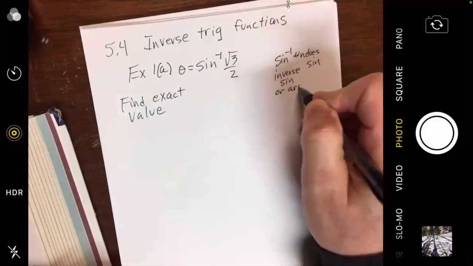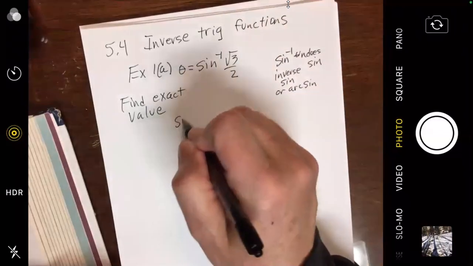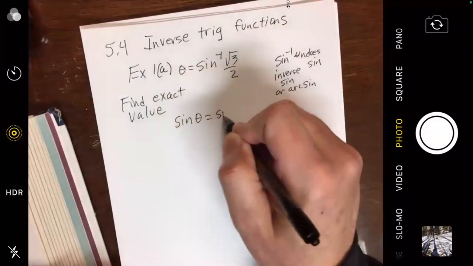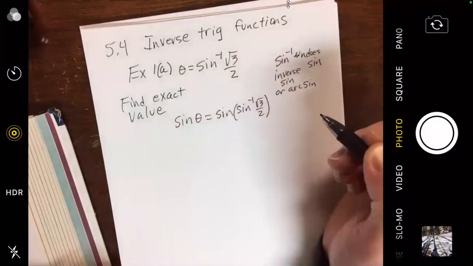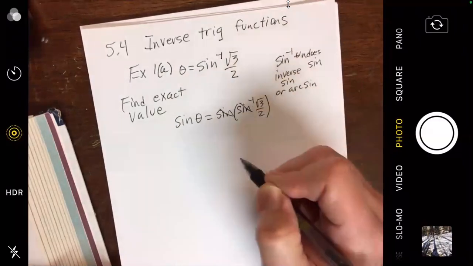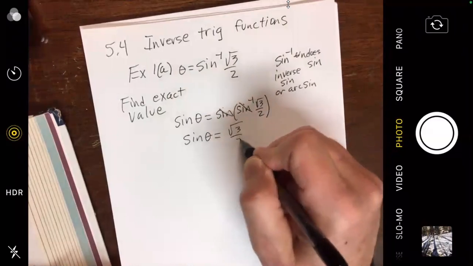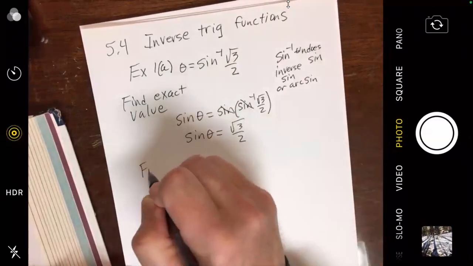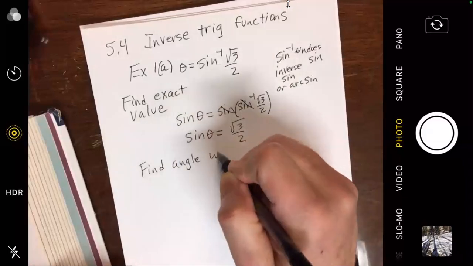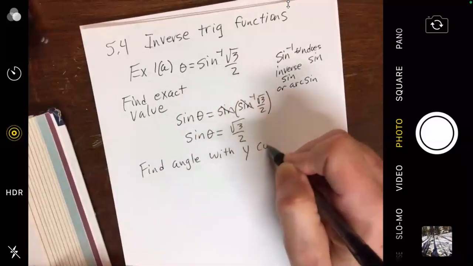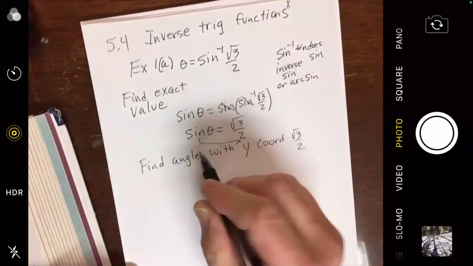Sometimes they use the word arc or a little label arc sine. So if I do a sine of theta, then I'd get a sine of an arc sine of a root 3 over 2. And these undo each other, which means sine of this angle that I don't know is equal to root 3 over 2. So I'm basically finding the angle with y coordinate root 3 over 2. How do I know it's a y coordinate? It's a sine.